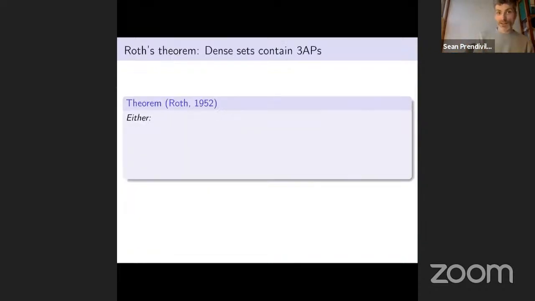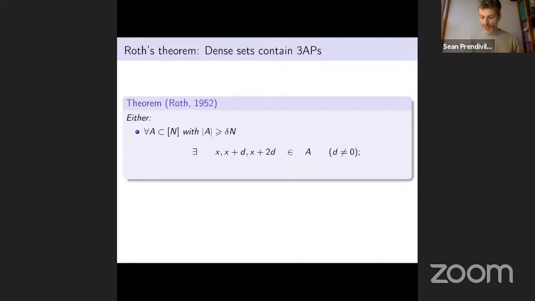So here we're going to state it even more formally. Dense sets contain three-term progressions. You fix a density delta, and then it's true that any subset of your interval which has density at least delta in that interval contains a three-term progression with non-zero common difference, i.e. it's not the trivial three-term progression x, x, x.